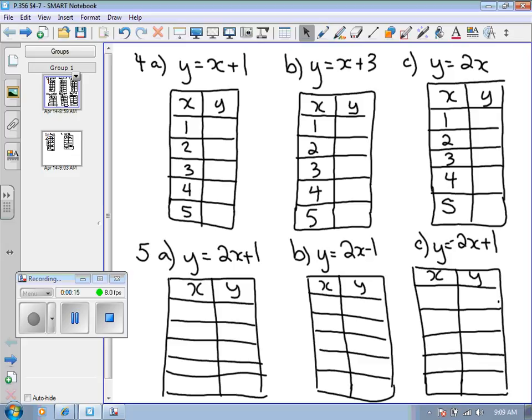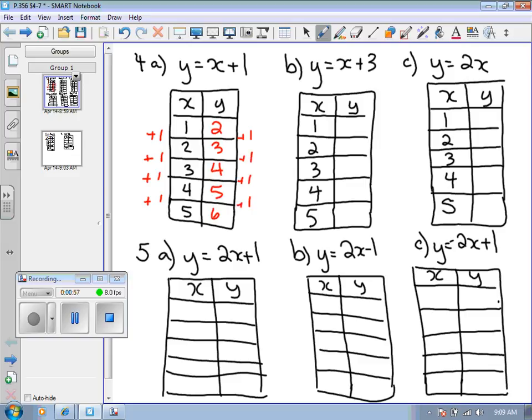So the first one reads, y equals x plus 1. We drew a table of values right here, and wherever you see this number, you have to substitute it in for the x. So if we have y equals 1 plus 1, the answer would be 2. Y equals 2 plus 1, the answer would be 3. Y equals 3 plus 1, the answer would be 4. Y equals 4 plus 1, y equals 5 plus 1, 6. So what happened? What is the pattern on this side? We're increasing by 1 each time. What is the pattern on this side? Plus 1.